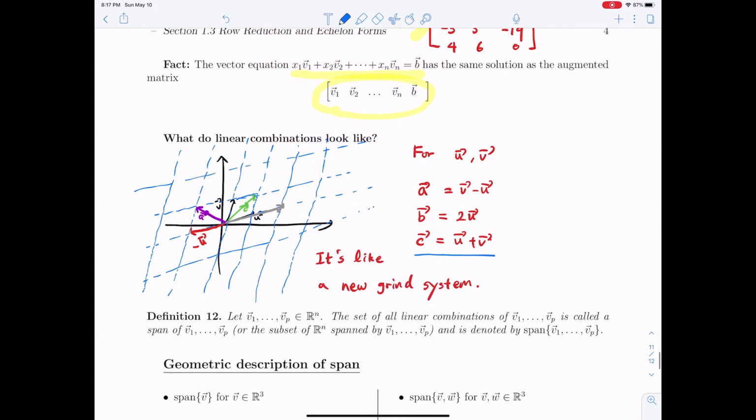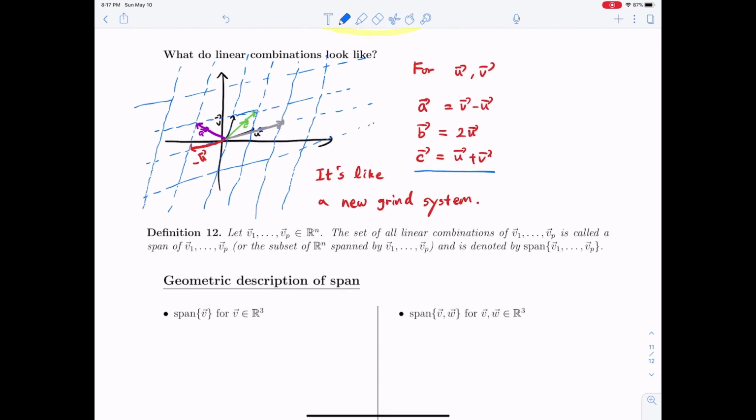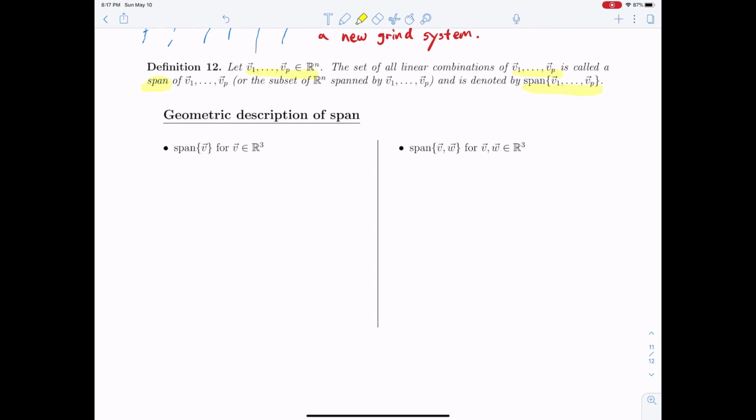So here we call this system the span of the given vectors. Suppose that you have vectors from Euclidean space, then the set of all linear combinations of the given vectors is called the span of the given vectors, and we write the span this way. So let's look at examples about the span of given vectors.